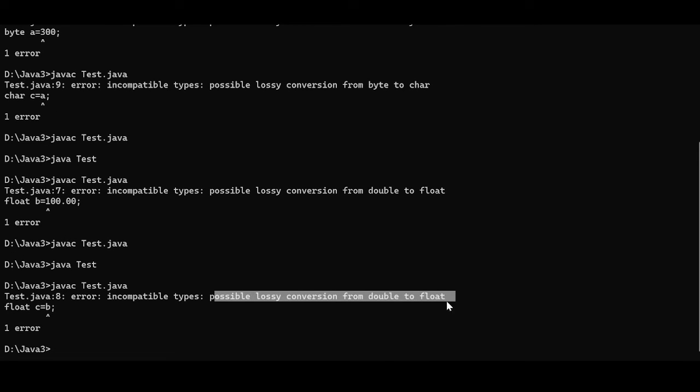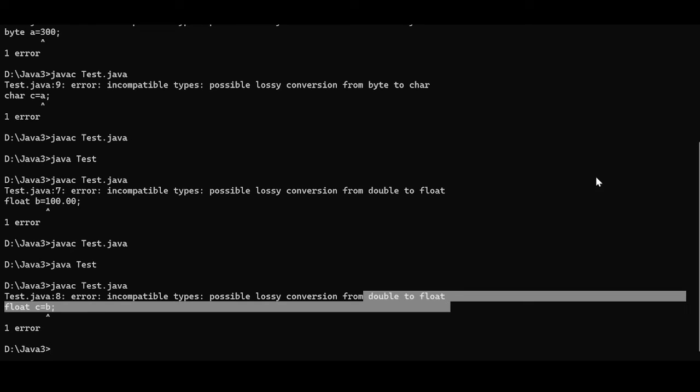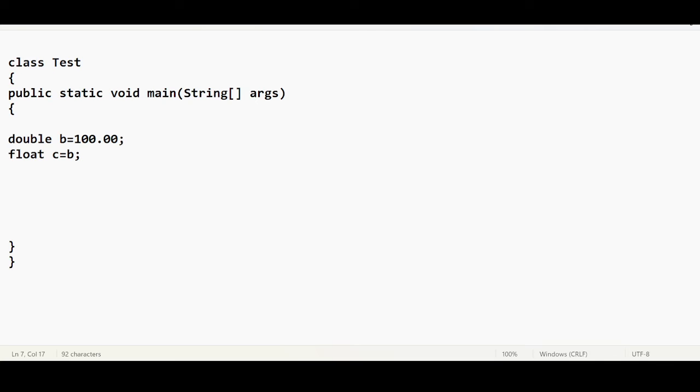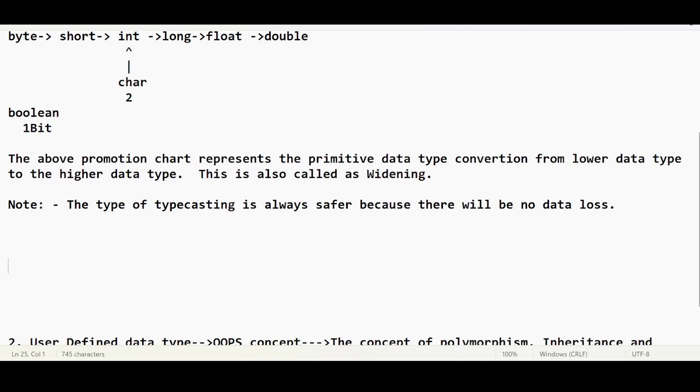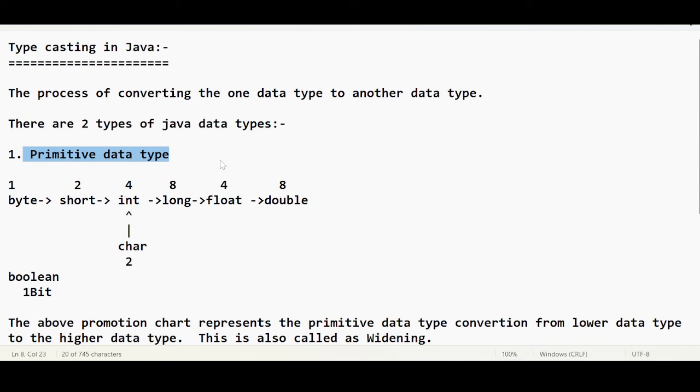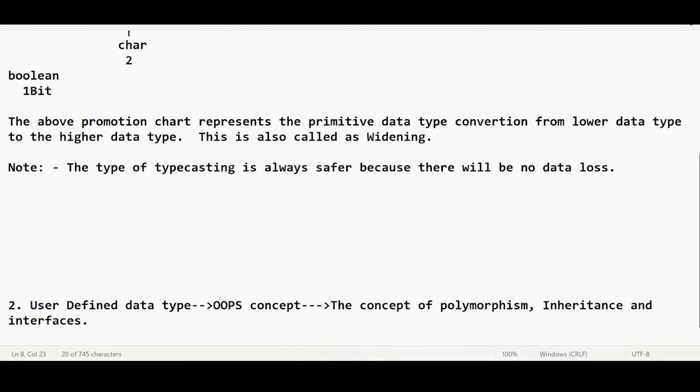Possibly logic conversion, double to float. It is saying double to float is not possible. Try to do the recorrection. The compiler is very clever, isn't it? Okay, so the theory says primitive data types, under primitive data types, we have completed exactly.